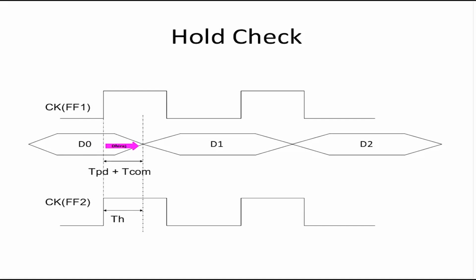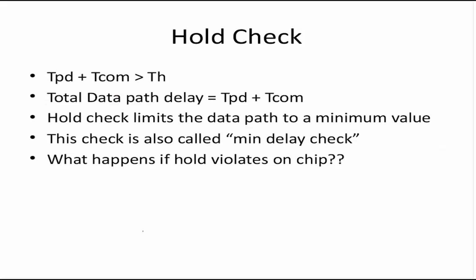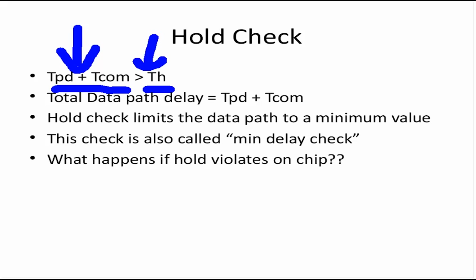In terms of equation, TPD plus TCOM should be greater than TH. Again, let's analyze this. Path delay TPD plus TCOM, same as before. TH comes from the library, hold time constraint. What is the equation type? Equation is this type. Path delay is greater than a minimum value. So hold check will constrain the path delay for a minimum value. That is why this check is also called min delay check.